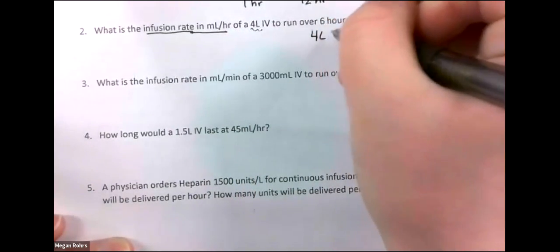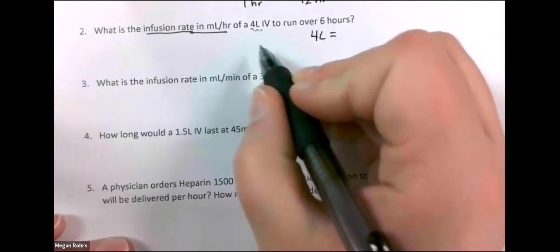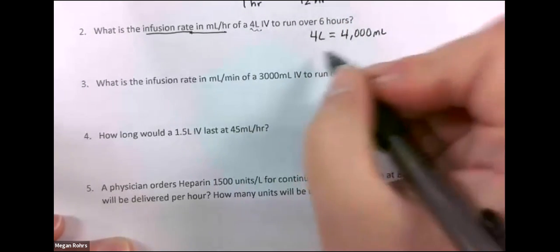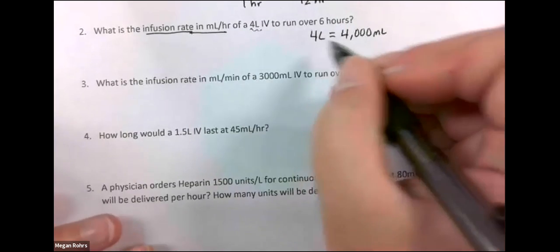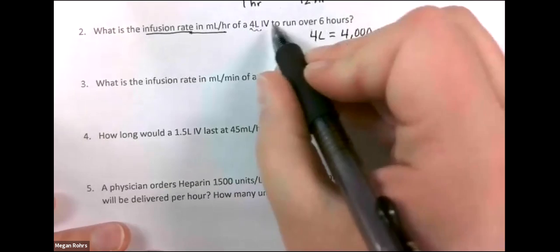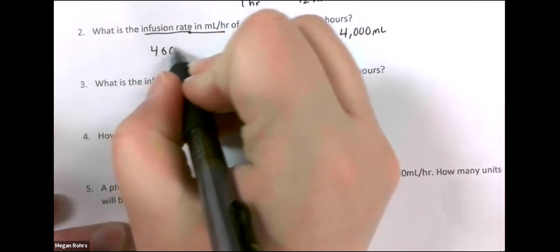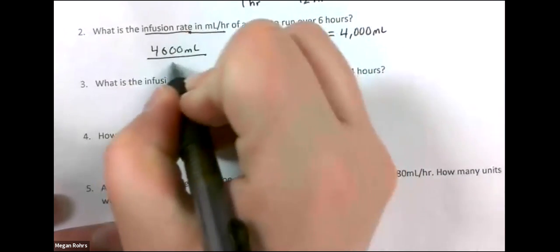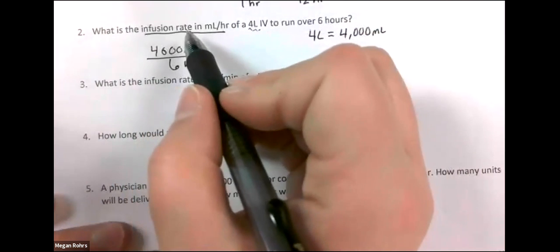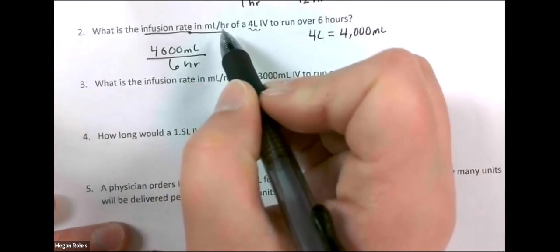So 4 liters, 1 liter is 1,000 milliliters. So 4 liters would be 4,000 milliliters. Now we know that that is running for 6 hours. So once again, let's just start with what we know. We know that 4,000 milliliters is running for 6 hours. They want the rate in milliliters per hour or per 1 hour.